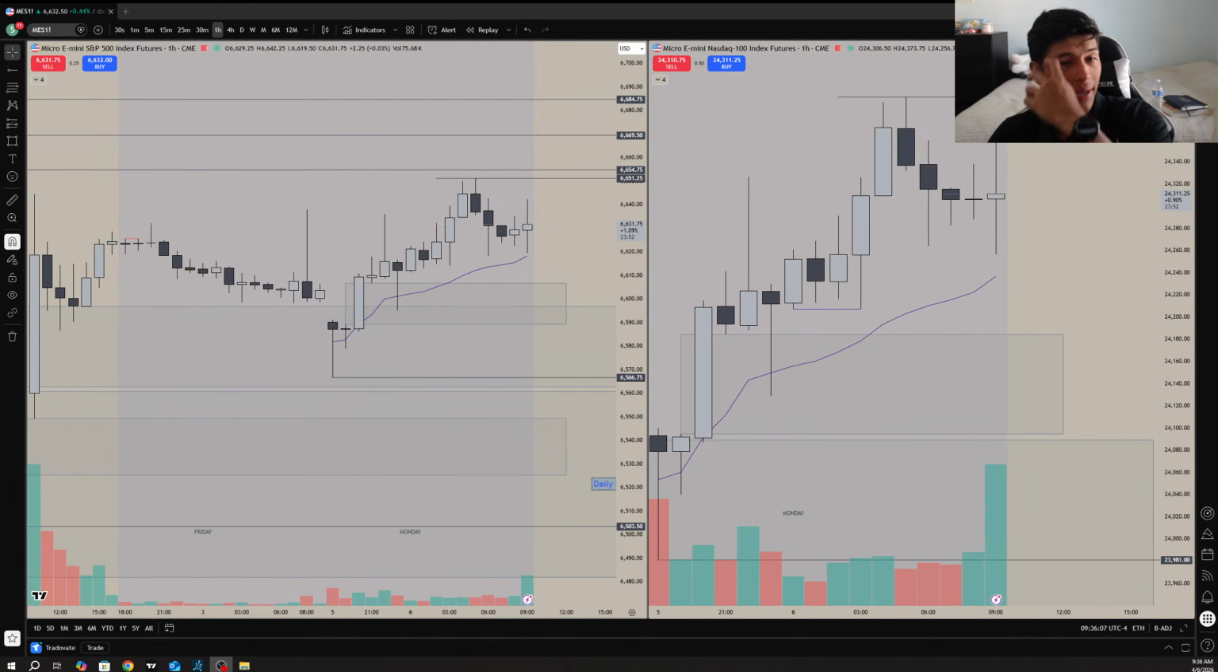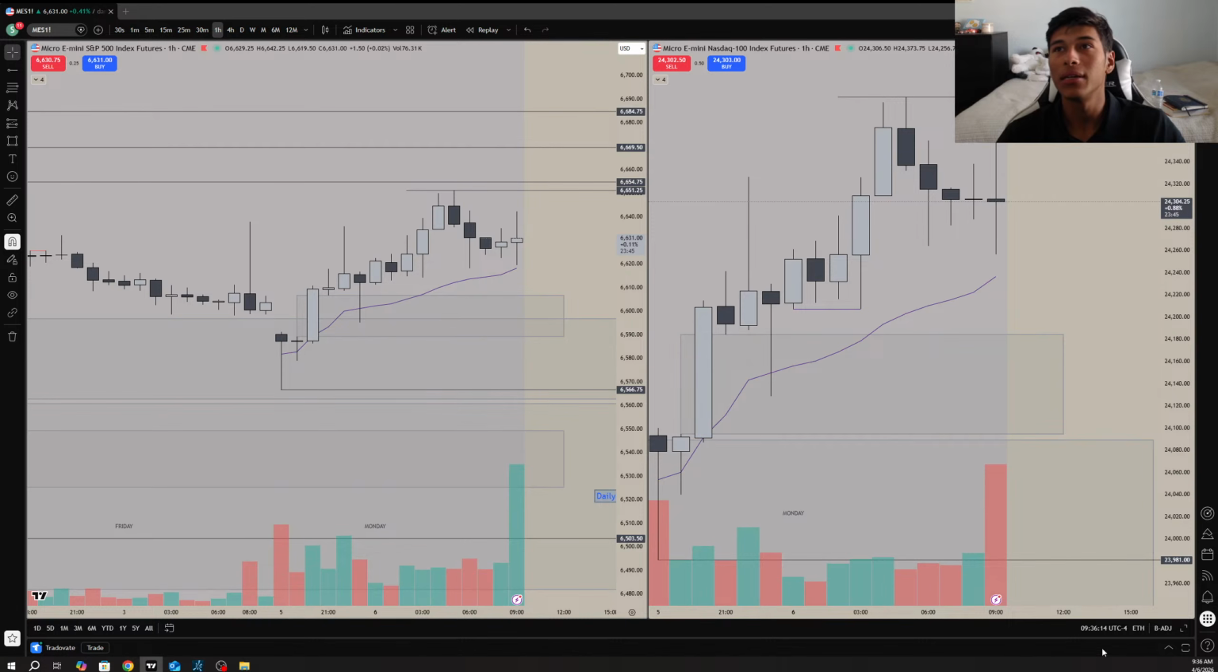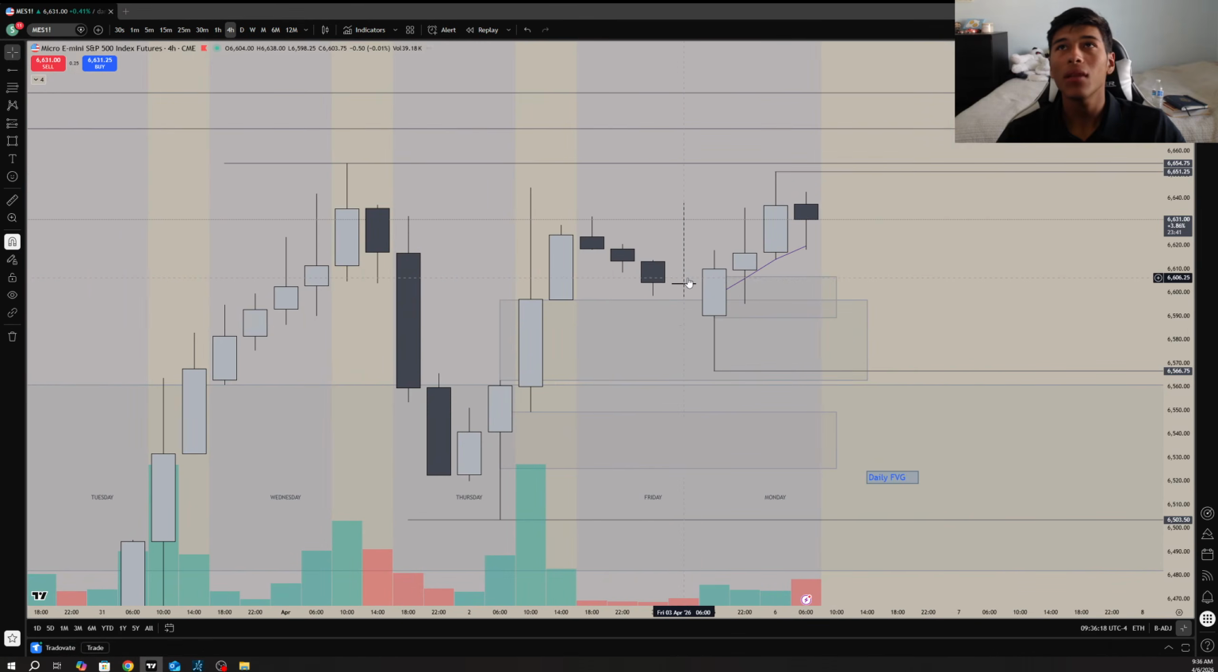Okay, there we go. So on SP 500, as well as on the left side, which is what we're looking at right here, let's just make it simple. Bang. We have a 4 hour fair value gap right here, right where my mouse is at. Within that 4 hour fair value gap, we have an hourly fair value gap right here.